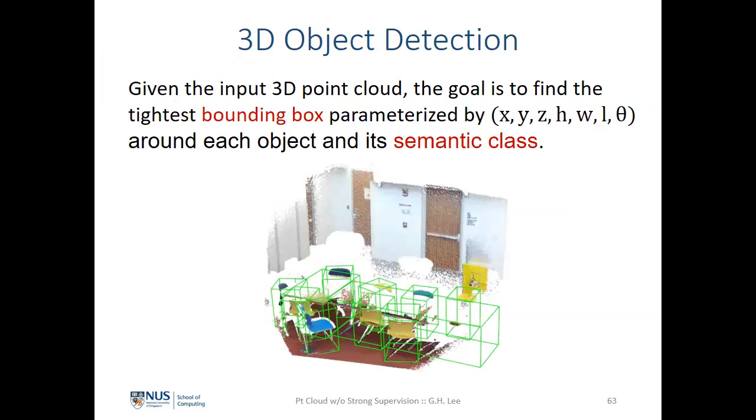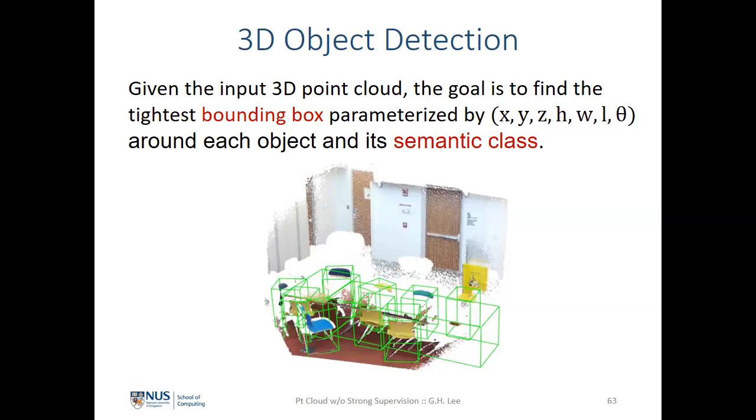So the task is this. Given the 3D input point cloud that looks like this, I want to detect where the objects are and put the tightest bounding box around each object. The bounding box is parameterized by 7 parameters: XYZ, which is the center of the bounding box, HWL, the height, width, and length of the box, and, as we always assume that it's upright, there's only a yaw angle, theta, which is the heading.